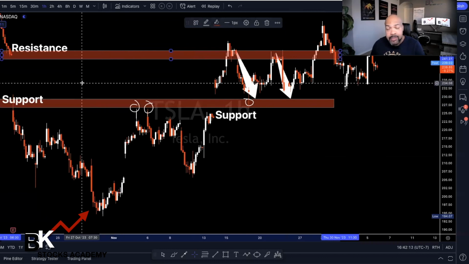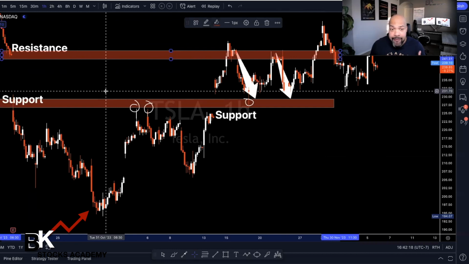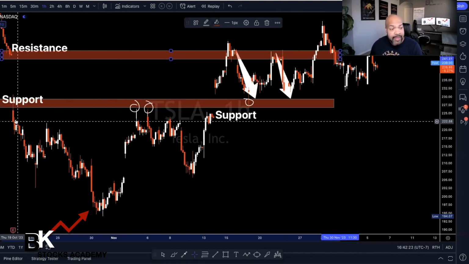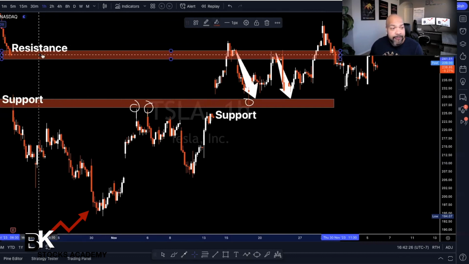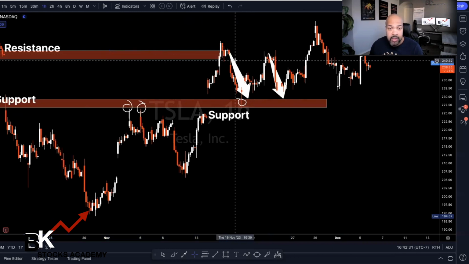So there's gap ups, which is a bullish gap. There's gap downs, which is a bearish gap. And then there's gap fills. Now gap fills is when price breaks just like it did here, and then it eventually comes back to fill the original gap. So this will be considered a gap fill right here.